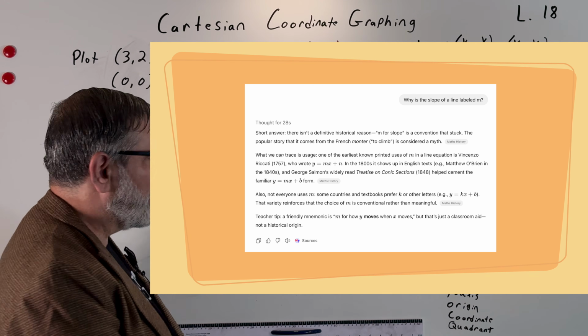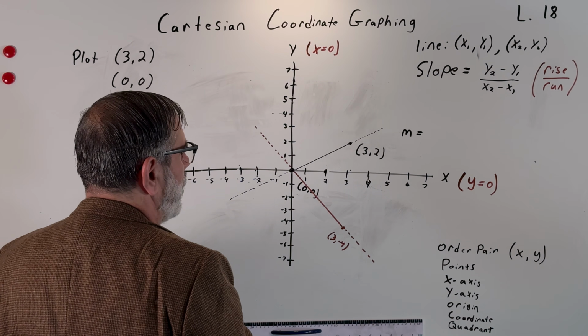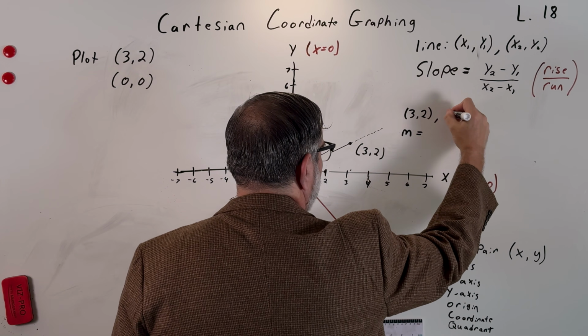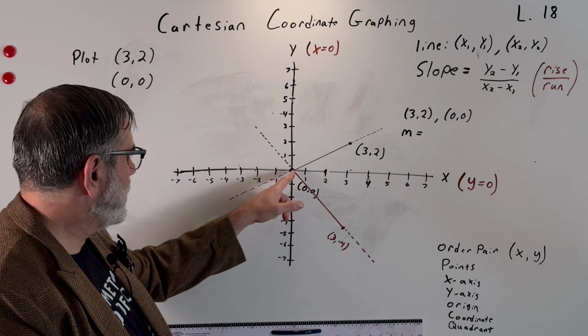So they don't use m there. So I'm not sure where it comes from. But well, first let's identify what the points are. So above here, I'm going to write the points. We've got the point 3, 2 and the point 0, 0. Those are the 2 points for our line, this one and this one.